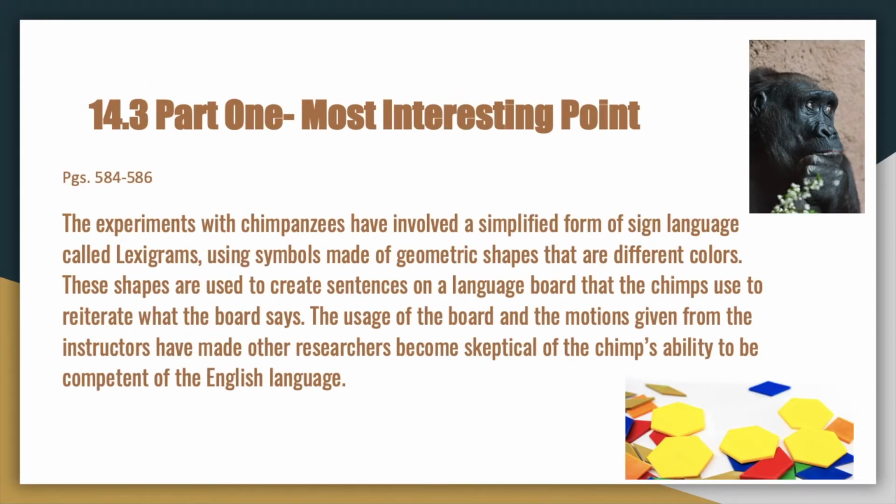Part 1, Most Interesting Point. The experiments with chimpanzees have involved a simplified form of sign language called lexigrams, using symbols made of geometric shapes that are different colors. These shapes are used to create sentences on a language board that the chimps use to reiterate what the board says. The usage of the board and the motions given by the instructors have made other researchers skeptical of the chimps' ability to be competent in the English language.